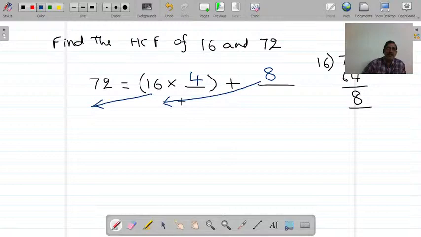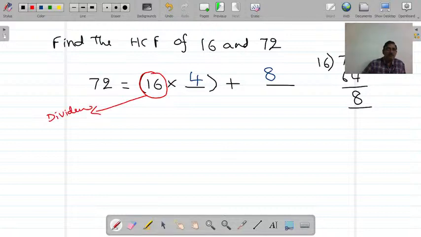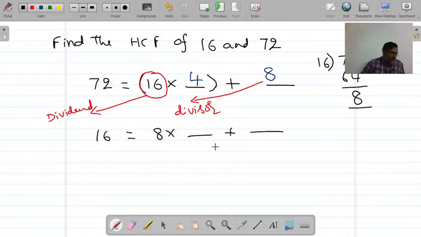What does it mean? Simply speaking, this 16 will become the dividend and this 8 will become the divisor. So again we do it like 16 is equal to 8 into dash plus dash. We continue like that till we get 0. Now you observe what you are going to get.